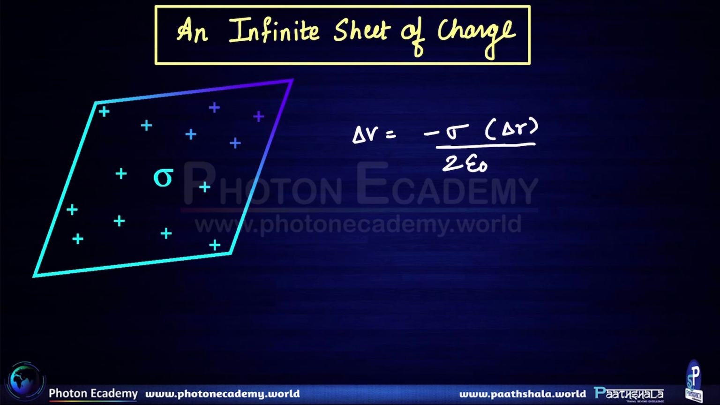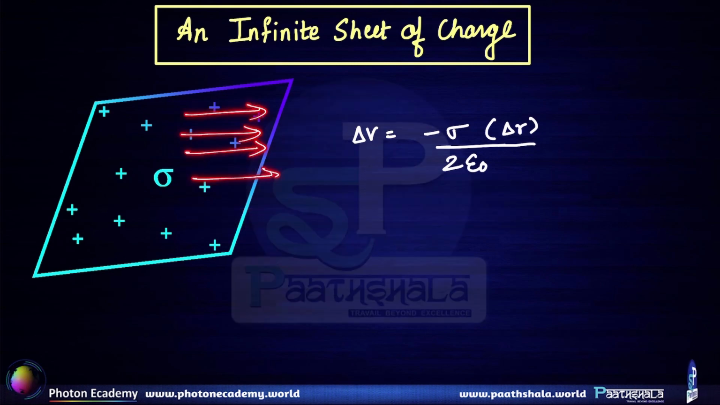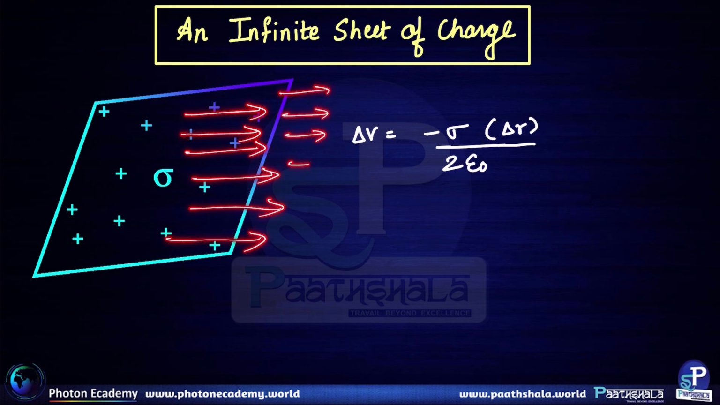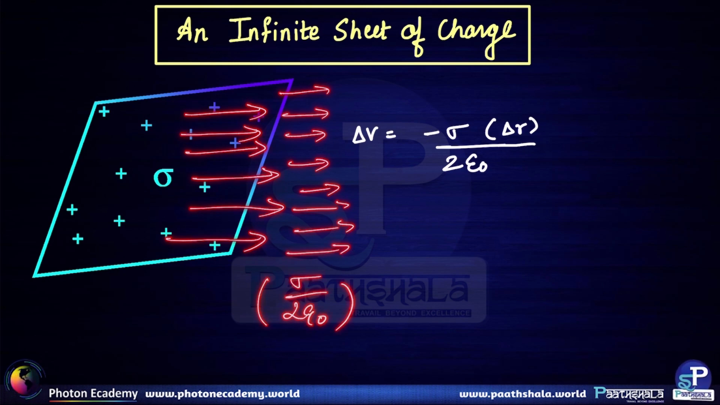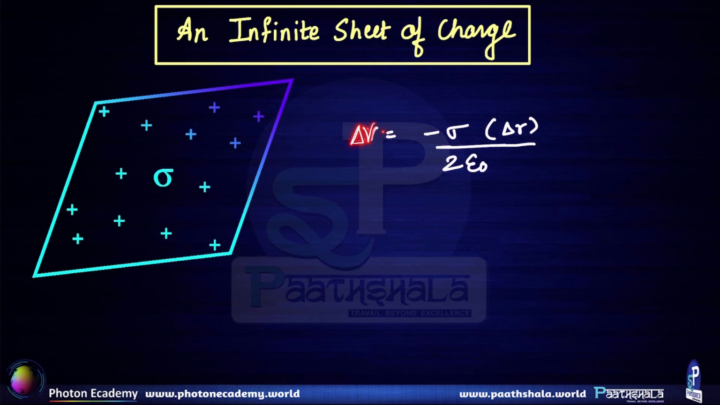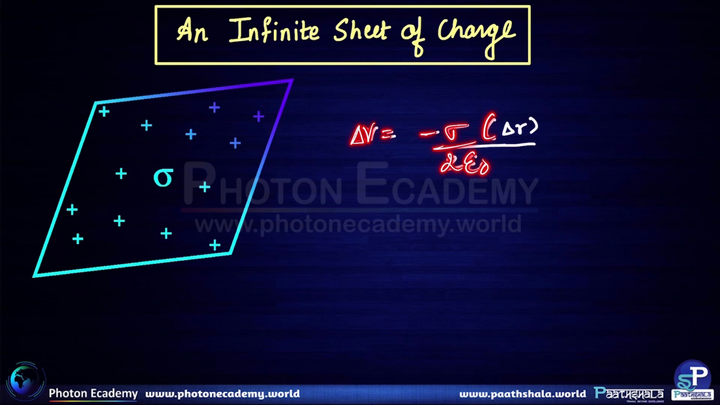Let us look at an infinite sheet of charge. Here the potential at infinity cannot be assumed to be 0 because the electric field happens to be uniform and non-diminishing. So even further away from this infinite plane of charge, the electric field will be uniform, and the electric field happens to be σ/(2ε₀). So the change in potential ΔV is going to be equal to −σ/(2ε₀) times Δr.